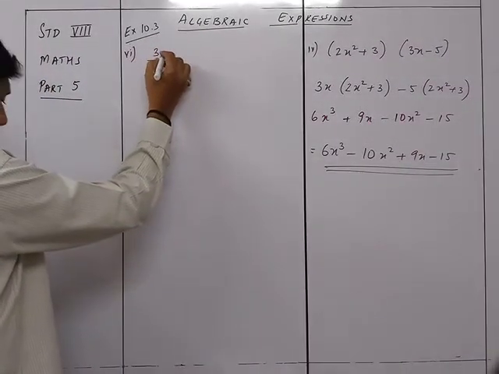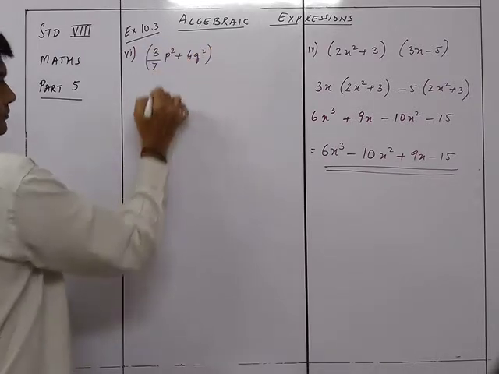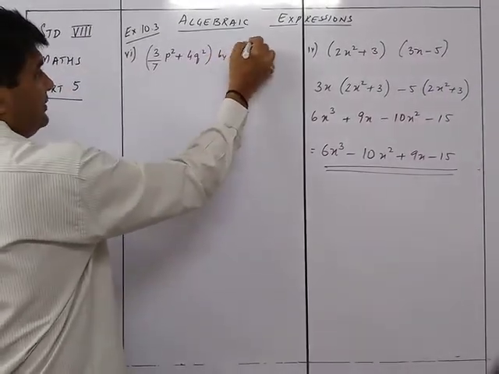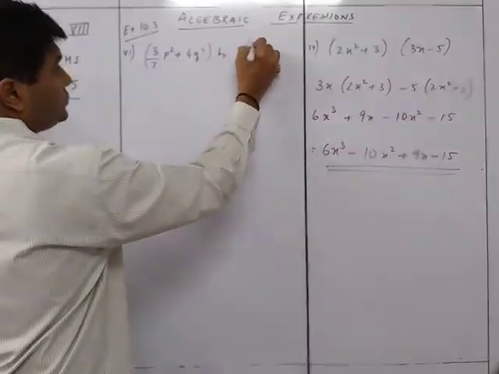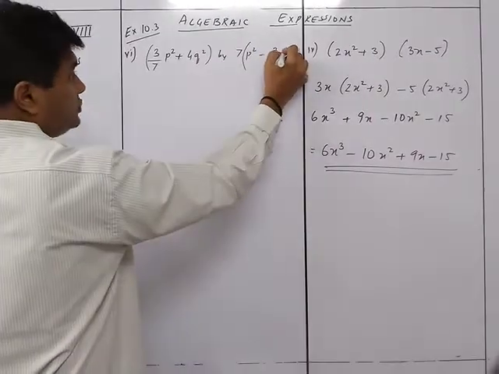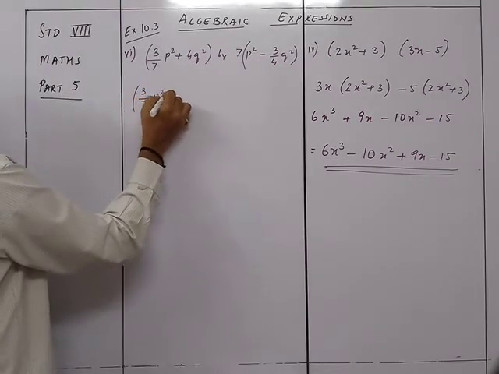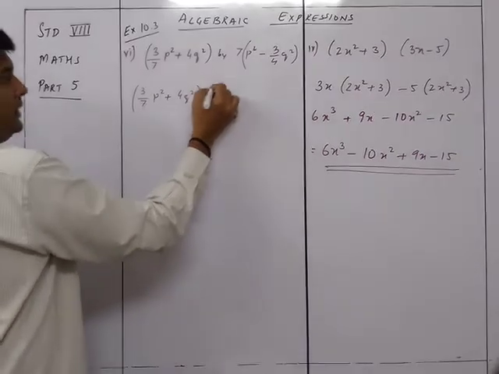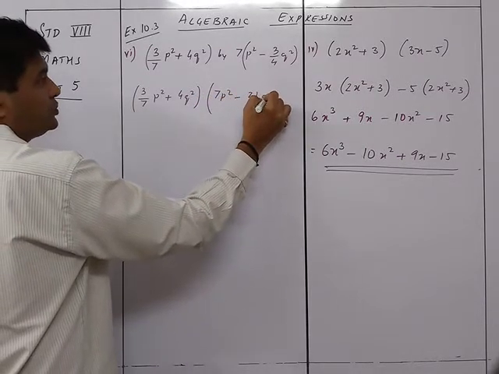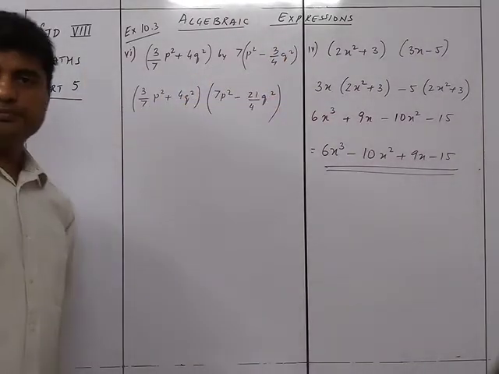Three upon 7 p square plus 4q square into 7p square minus 3 upon 4 q square. So this is nothing but 3 upon 7 p square plus 4q square into 7p square minus 21 upon 4q square, because 7 you multiplied inside.